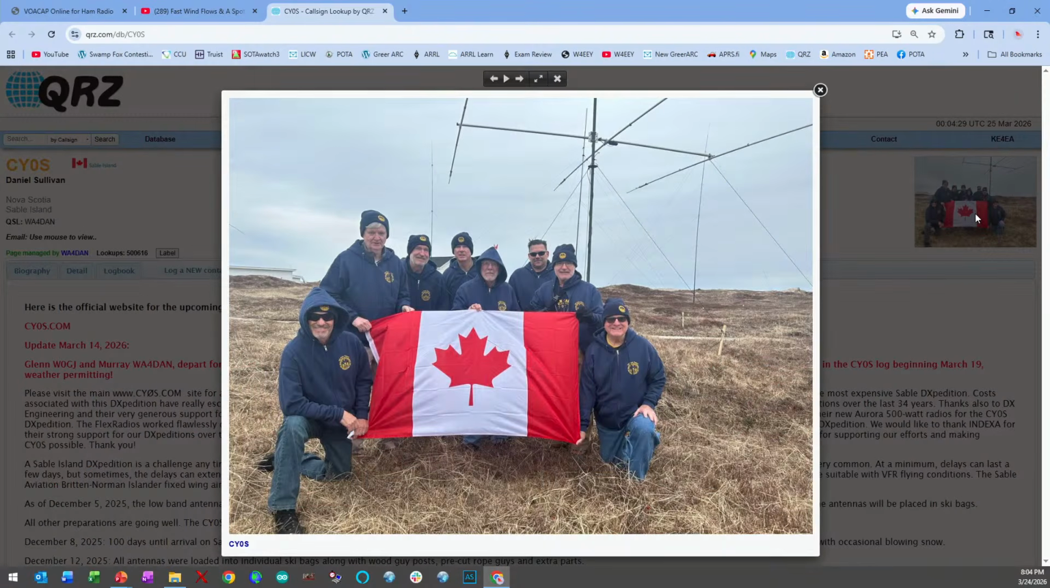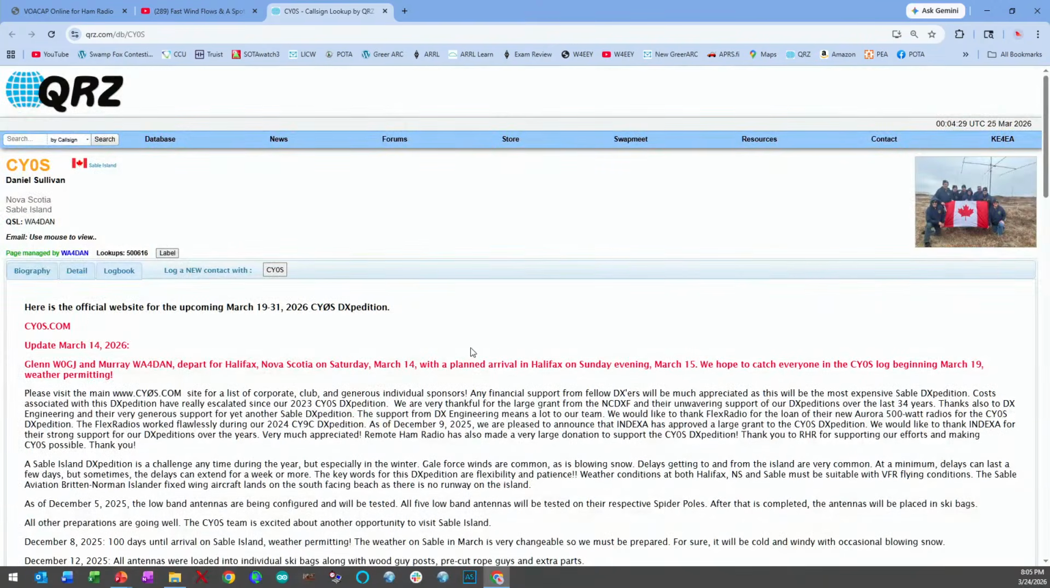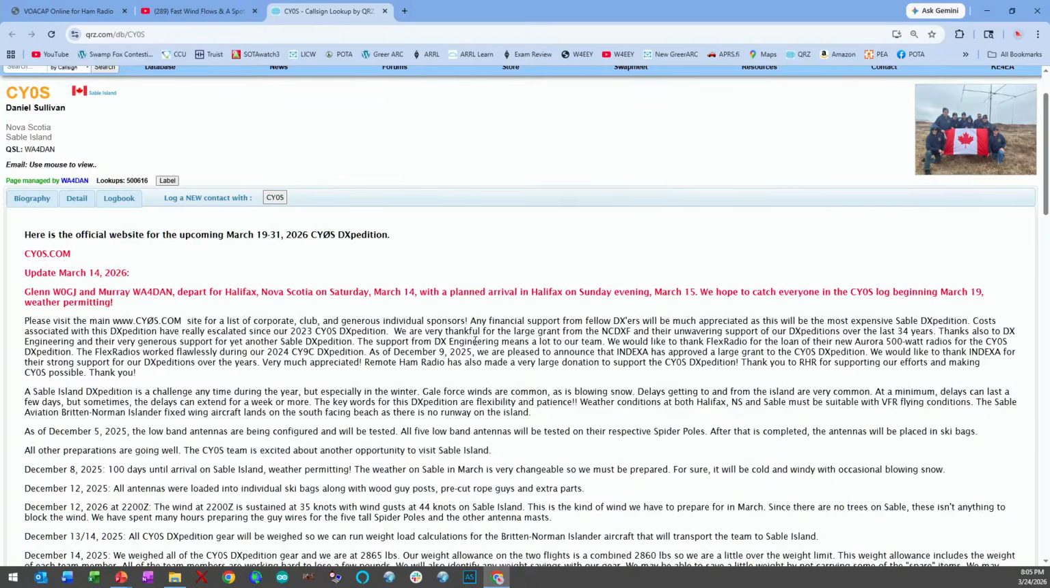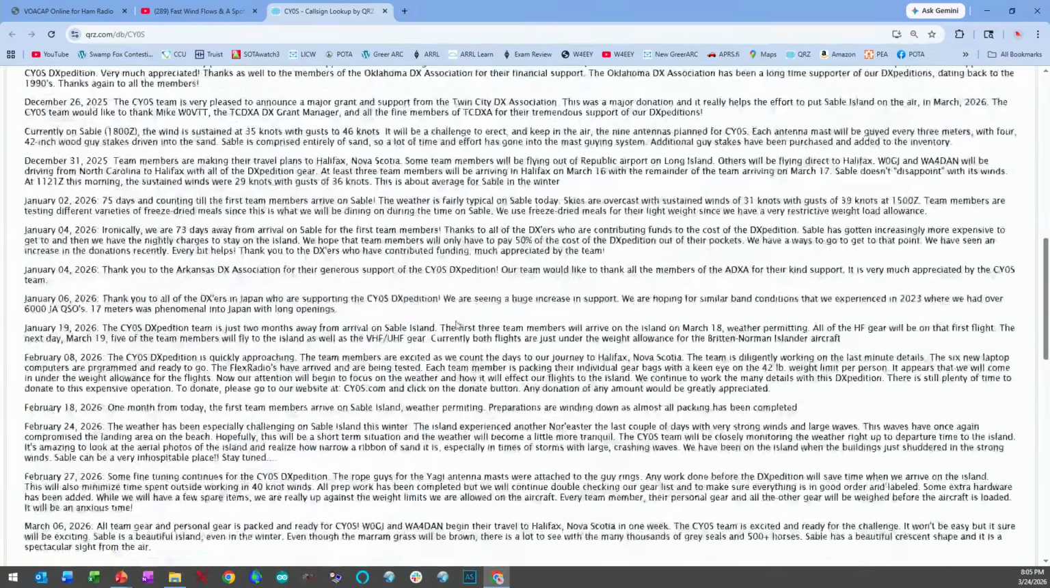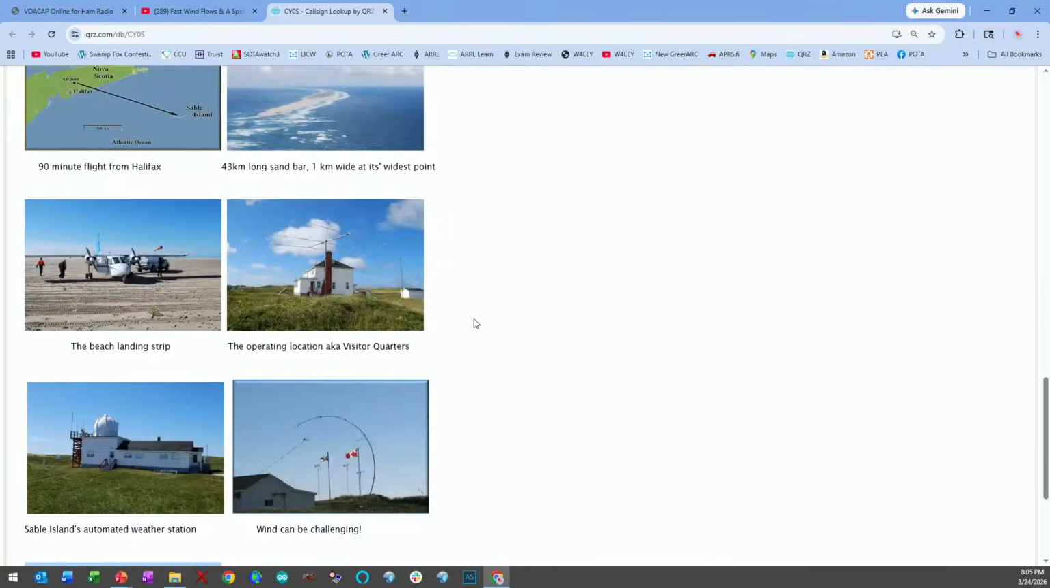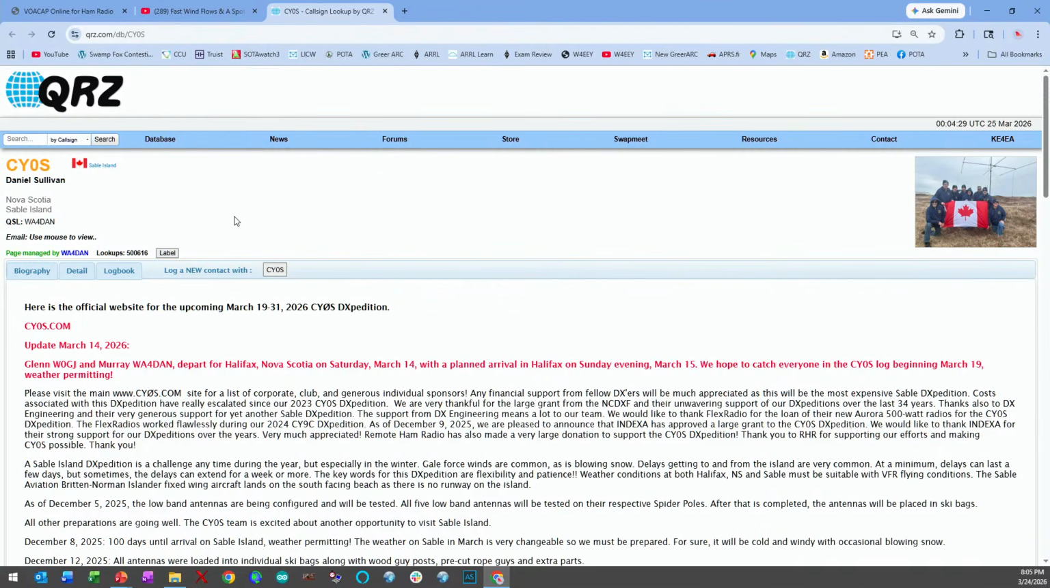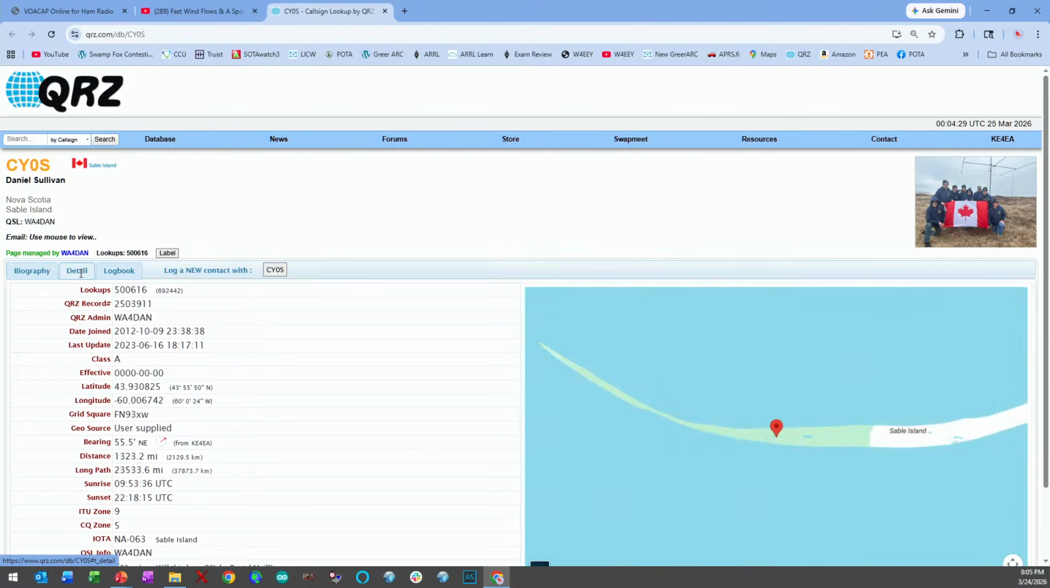These are the fellows that all got together to go work the island, just off the coast of Nova Scotia. Bunch of information about their event. And QRZ has a very useful tab called Detail. Then I'll come back to the iPad again.